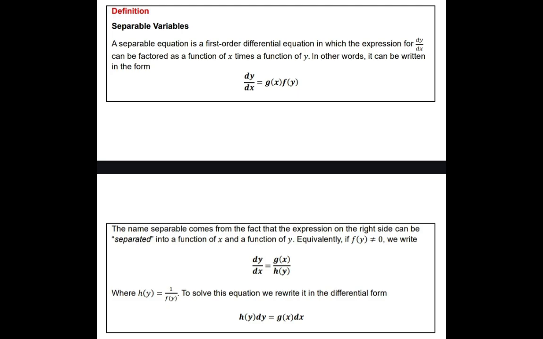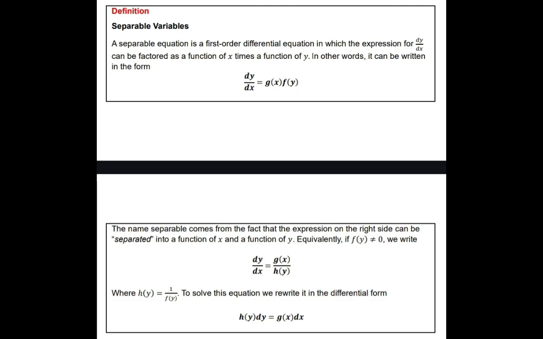A separable equation is a first order differential equation in which the expression for dy/dx can be factored as a function of x times a function of y. In other words, it can be written in the form dy/dx equals g of x times f of y. The name separable comes from the fact that the expression on the right side can be separated into a function of x and a function of y.